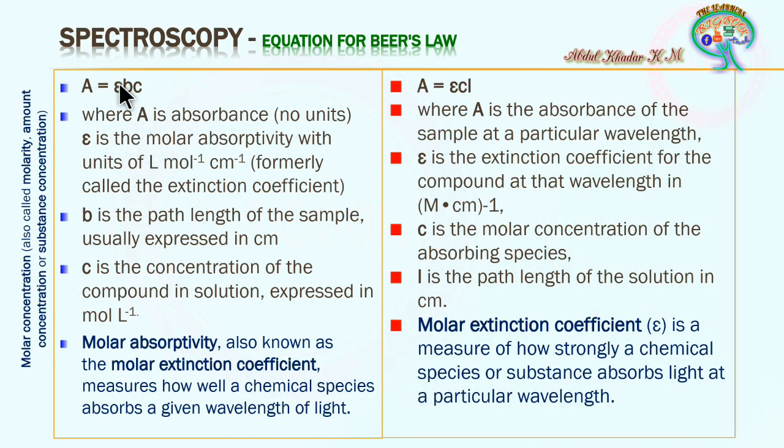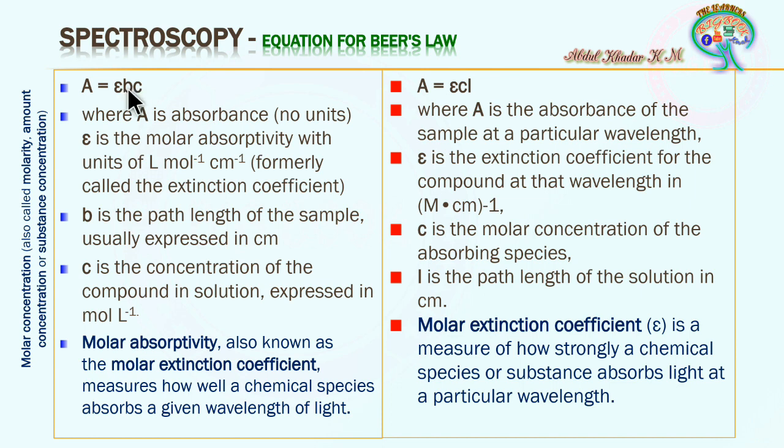Now, this is the Beer's law formula. A is equal to epsilon BC, A is equal to epsilon CL. Both are the same formula, but the variables used are different. I have used both varied forms of the same formula to make sure you know there may be other forms of this also, so that you do not get confused. If you get this kind of formula or that kind of formula, both remain the same in their explanation.